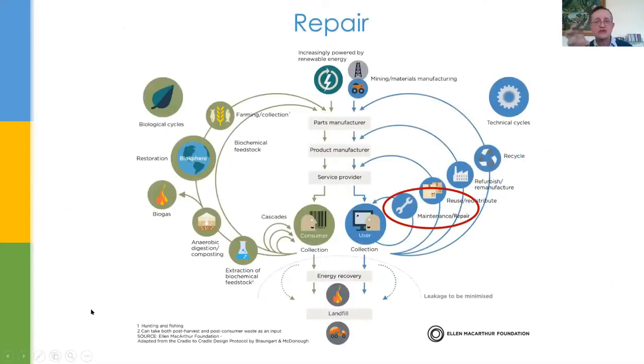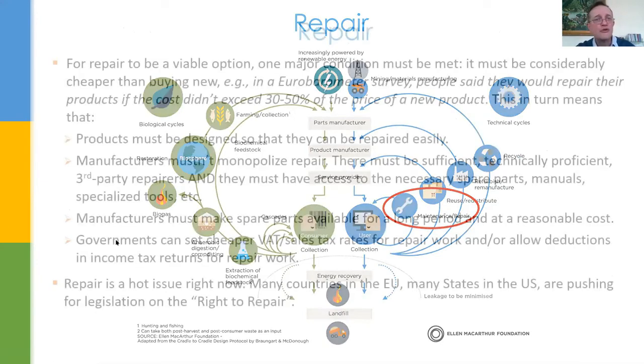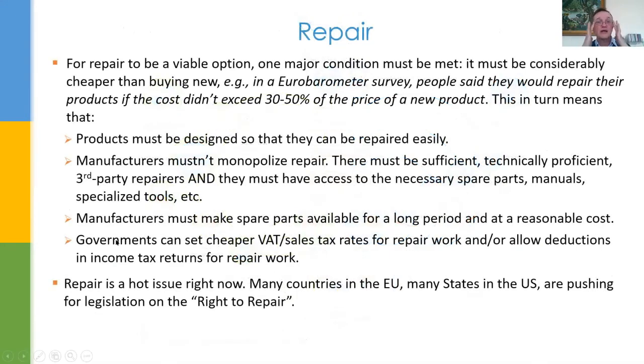Let me now just make a few comments about some of these particular circular economy practices. On repair, I think the thing we have to remember is that for it to be a viable option, one very major condition must be met. It must be considerably cheaper to repair a product than to buy it new. For instance, again, in Europe, they did a survey, and people said they would repair their products if the cost didn't exceed, let's say, a third to half of the price of a new product.